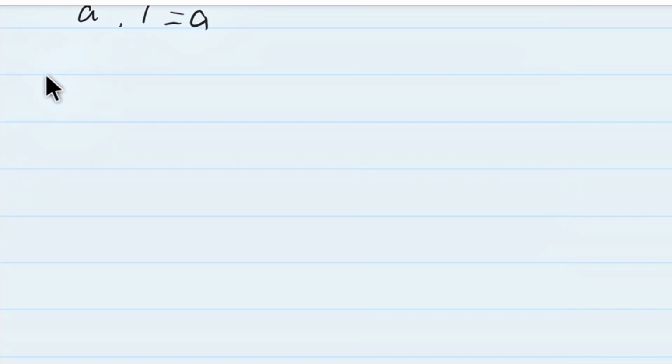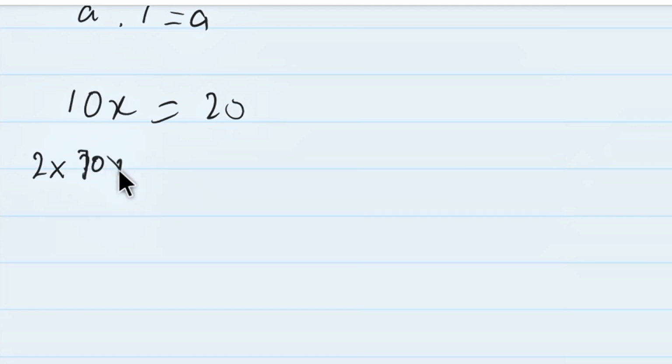Now we learn a very important property of equality, that is, if a number is multiplied to both sides of the equation, then it will not affect the solution of the equation. For example, if we have an equation 10x is equal to 20, and if we multiply both sides by 2, then it would not affect the solution of the equation.